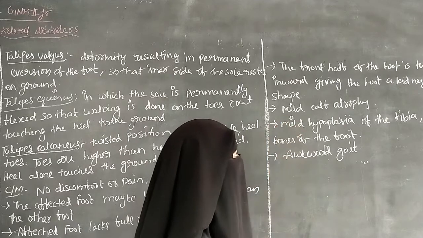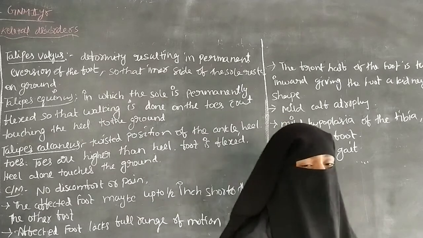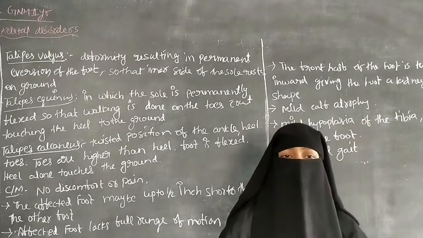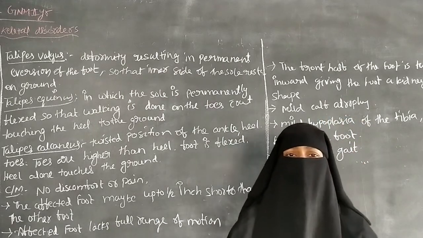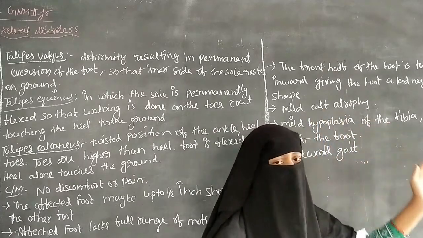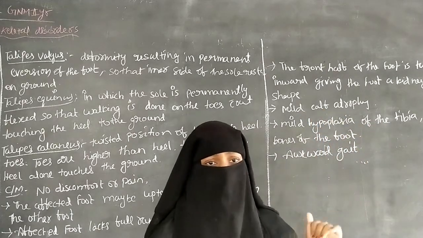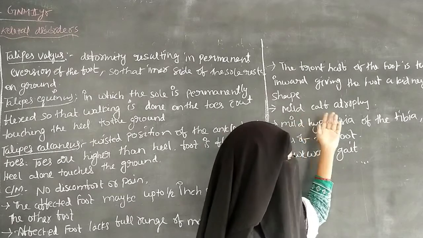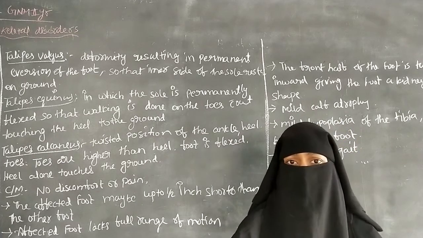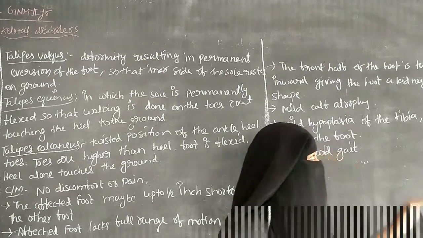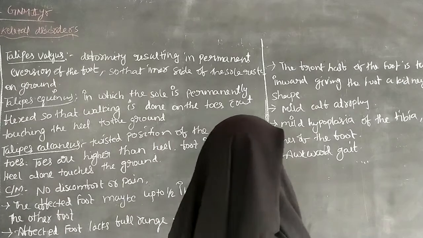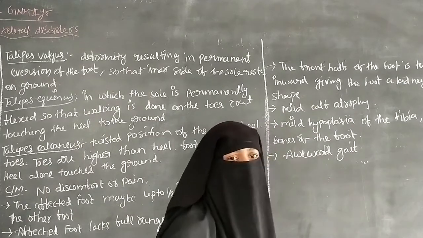And the next one is mild calf atrophy. In calf atrophy there is a loss of muscle tissue. So the calf becomes smaller when compared with the normal. Mild calf atrophy means there is a loss of muscle tissue and it becomes smaller when compared with the normal.